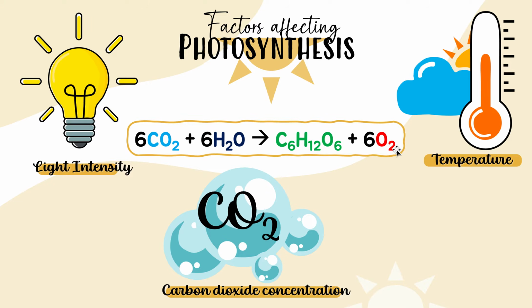Oh yeah, by the way, while I'm thinking about it, remember that cell respiration has the exact opposite equation as this one. So it's not carbon dioxide and water forming glucose and oxygen. It's going to be oxygen plus glucose forming carbon dioxide and water. So they're the exact opposite. Okay, just in case you didn't know that. So what are the factors that affect photosynthesis? Light intensity, carbon dioxide, and temperature.